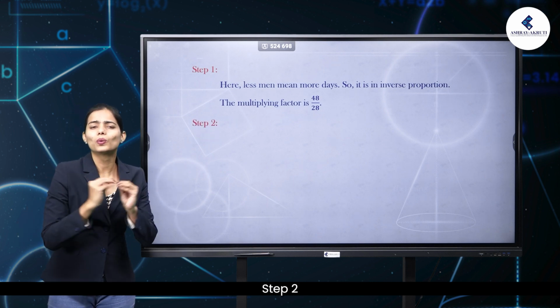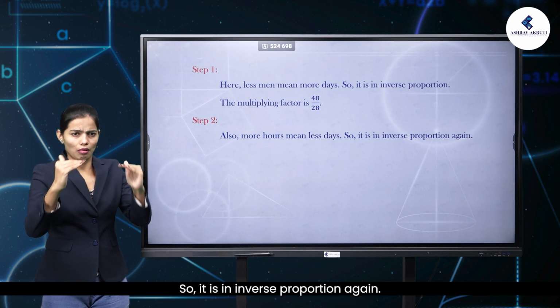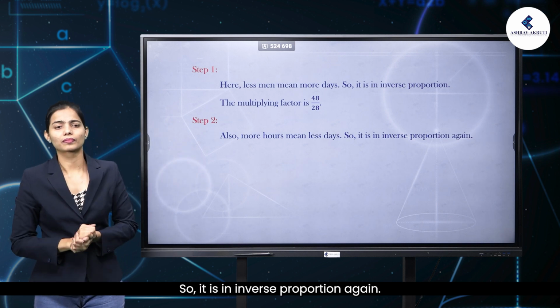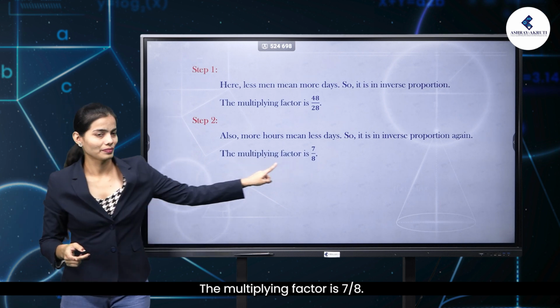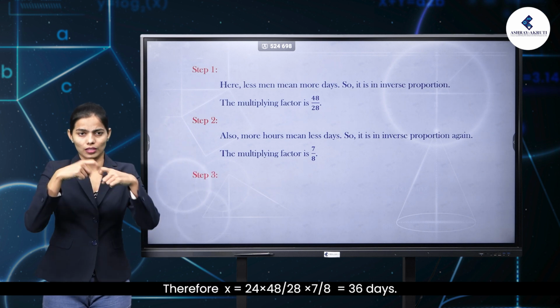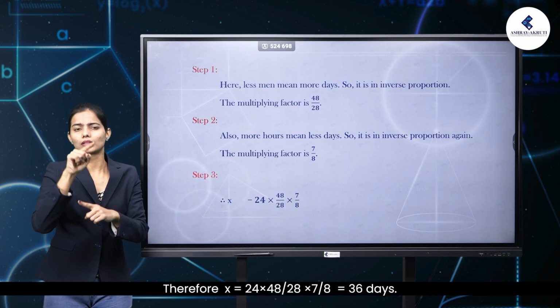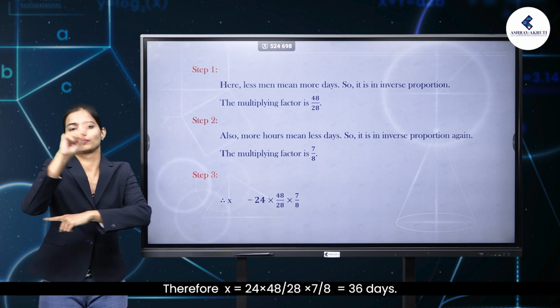Step 2. Also, more hours mean less days, so it is in inverse proportion again. The multiplying factor is 7 by 8. Step 3. Therefore, x is equal to 24 into 48 by 28 into 7 by 8 is equal to 36 days.